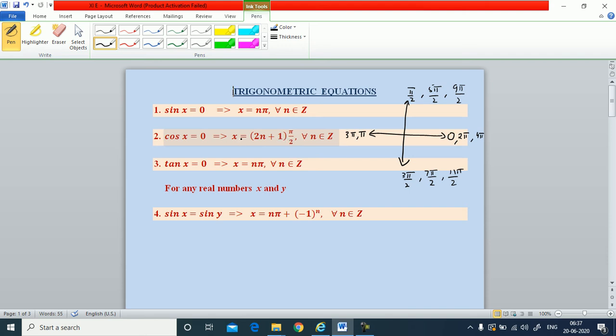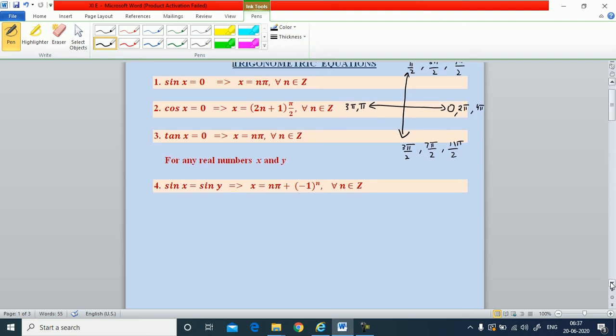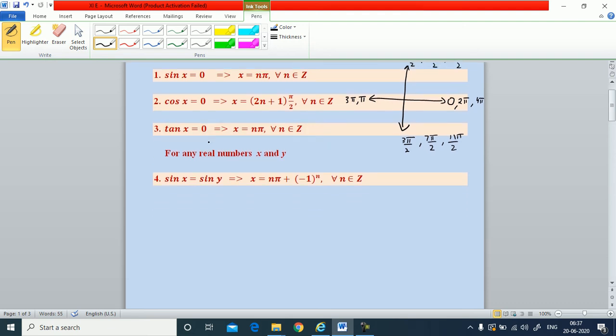So if cos x is 0, then the general values for x will be 2n plus 1 whole multiplied with pi by 2. Everywhere here n is representing an integer. Now coming to the next one, for any real numbers x and y, if the equation is of the form sin x is equal to sin y, then x will be n pi plus minus 1 to the power n into y, for all n belonging to Z.